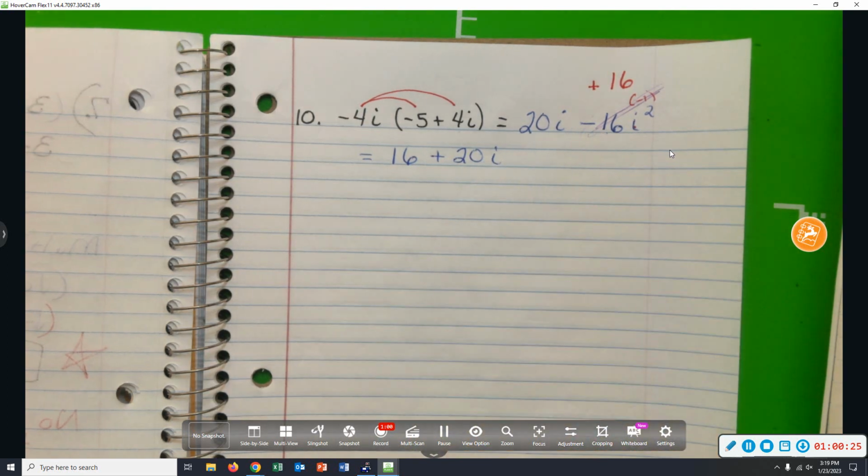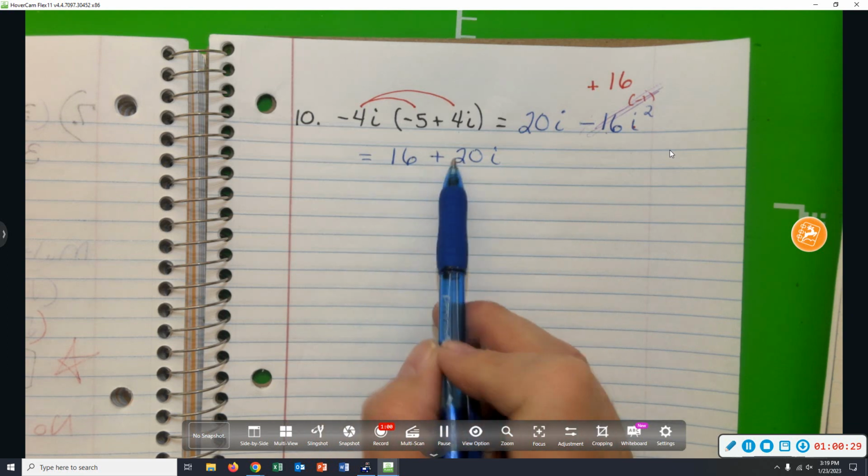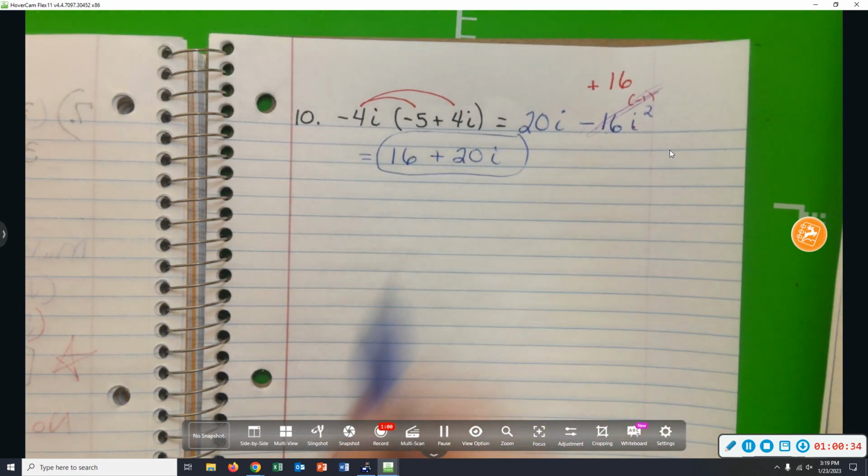But I can't help it, I'm going to say it. Don't combine the 16 and the 20. Earlier I said I wouldn't say that again, but no. It just stays as 16 plus 20i. Y'all see why we're writing it like that rather than 20i plus 16?